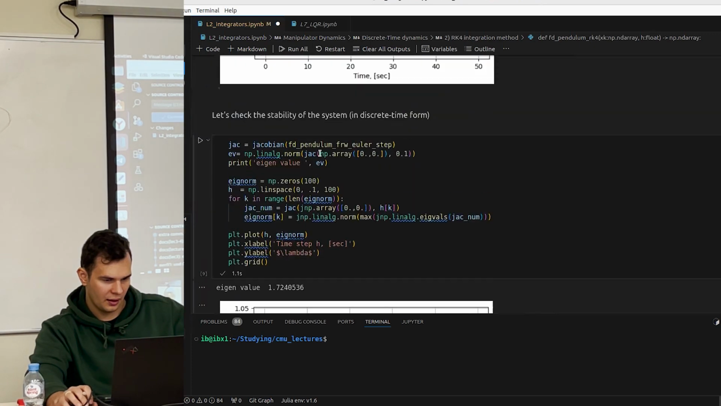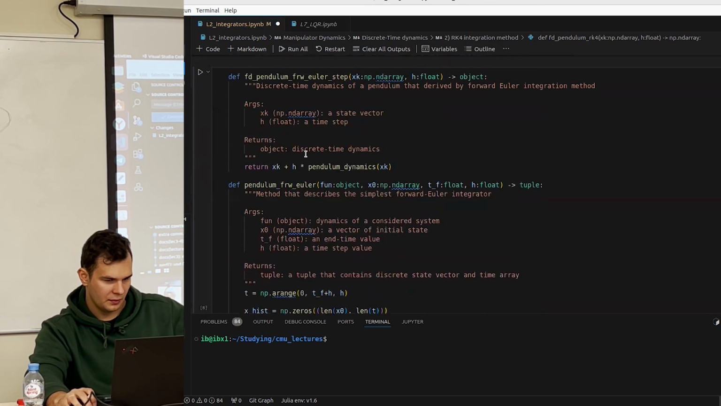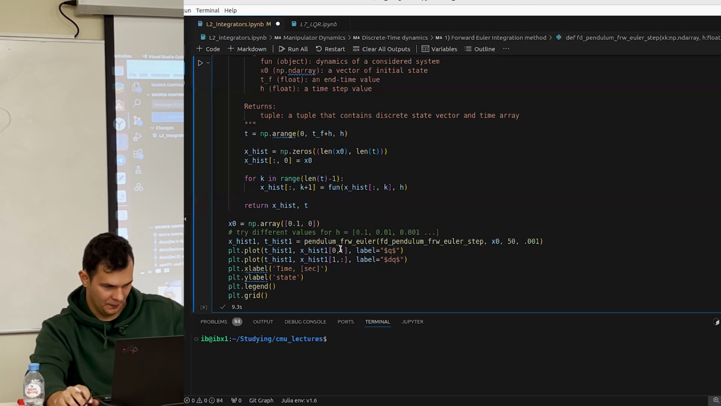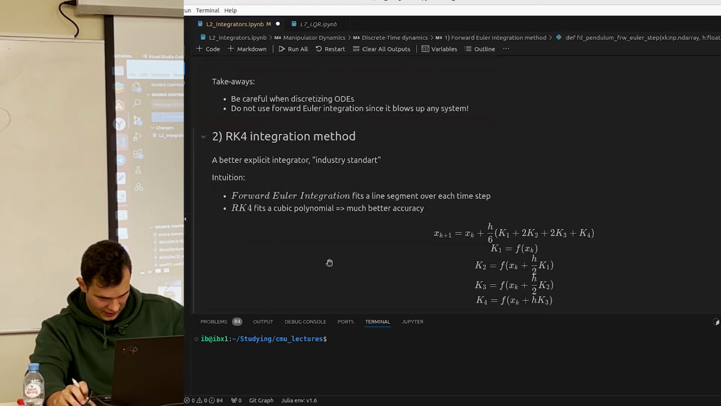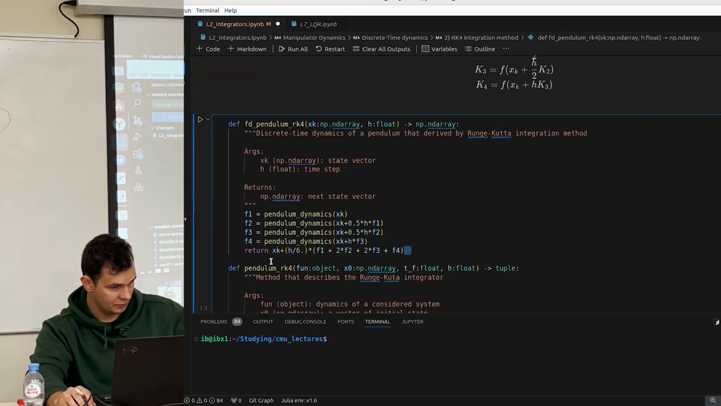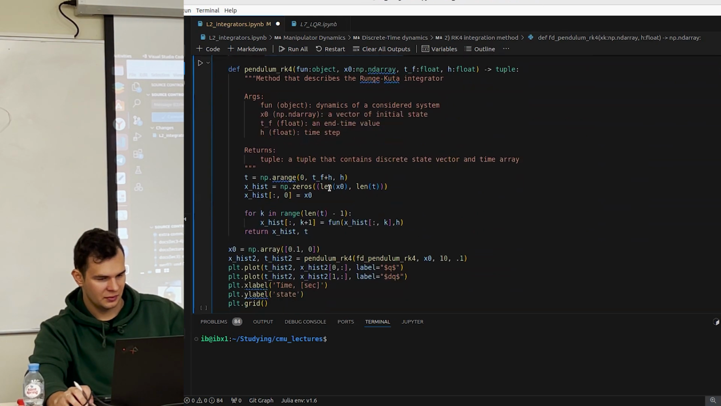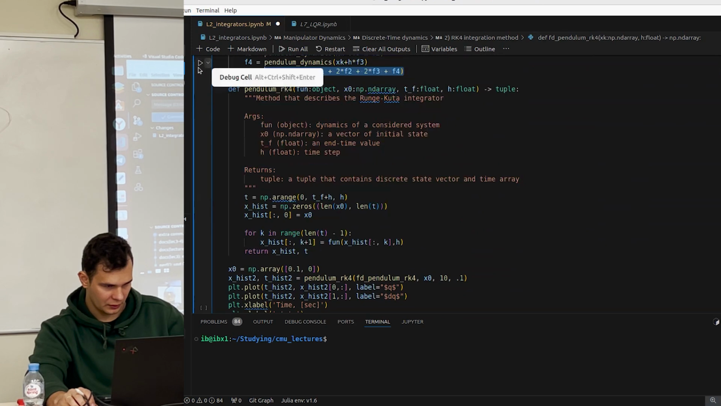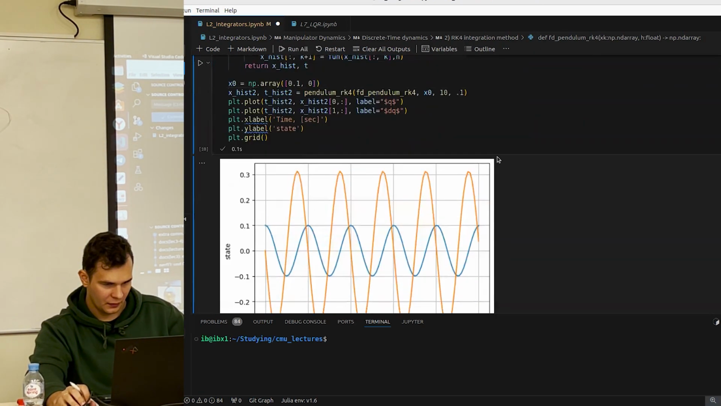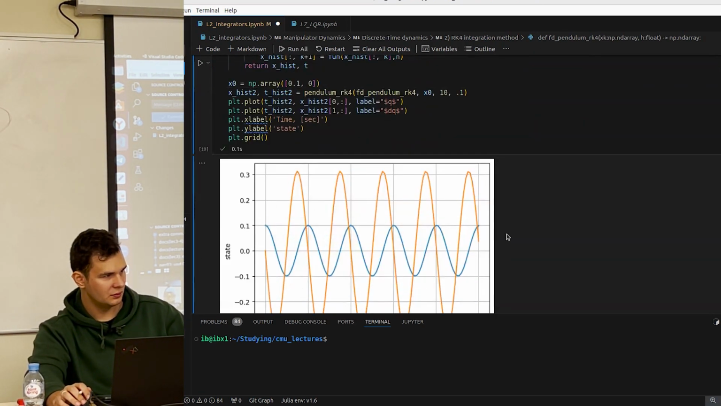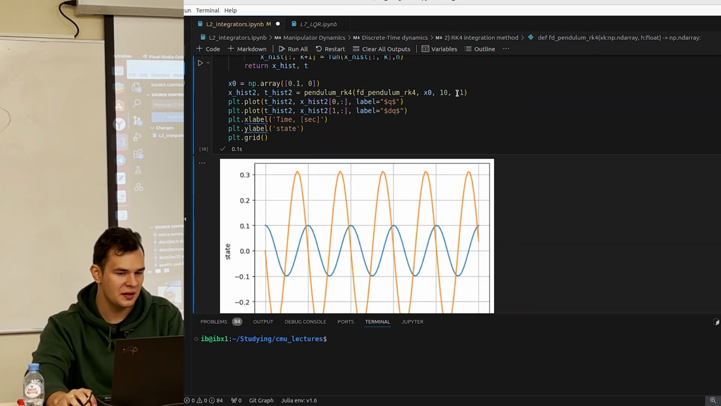So here I had this stuff, and instead of that we have this. The continuous dynamics is the same. Basically here it's the same idea, since it's explicit, and we can run it, and you can see that it's stable. And you see that h is just 0.1, so it's very small.